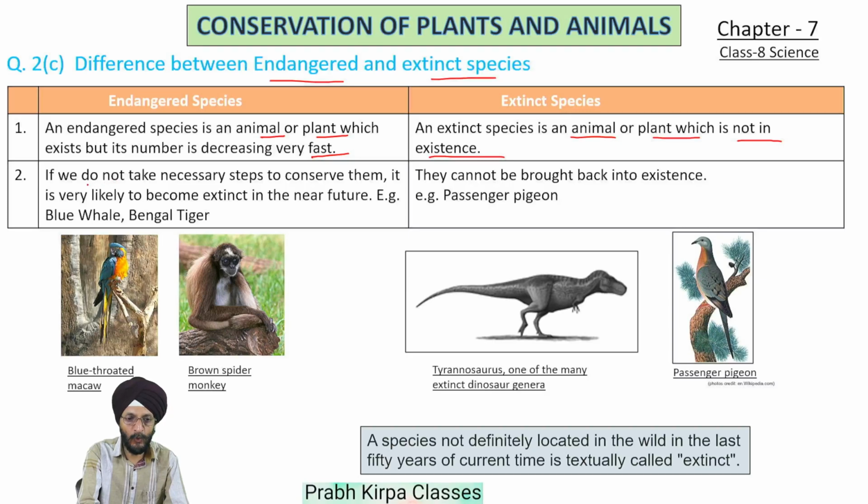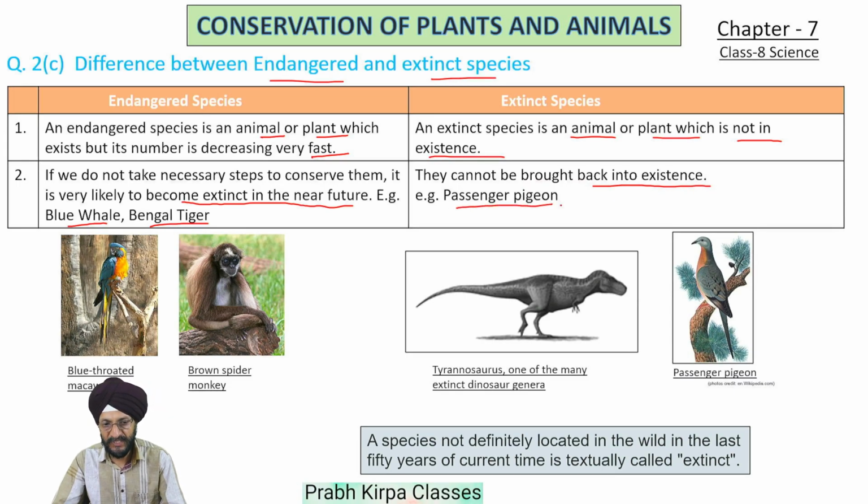Endangered species are those that, if we do not take necessary steps to conserve them, it is very likely that they will become extinct in the near future. For example, blue whale, Bengal tiger. Extinct species cannot be brought back into existence. For example, passenger pigeon. We have also given here two photographs pertaining to endangered species, that is the blue-throated macaw and the other is the brown spider monkey.